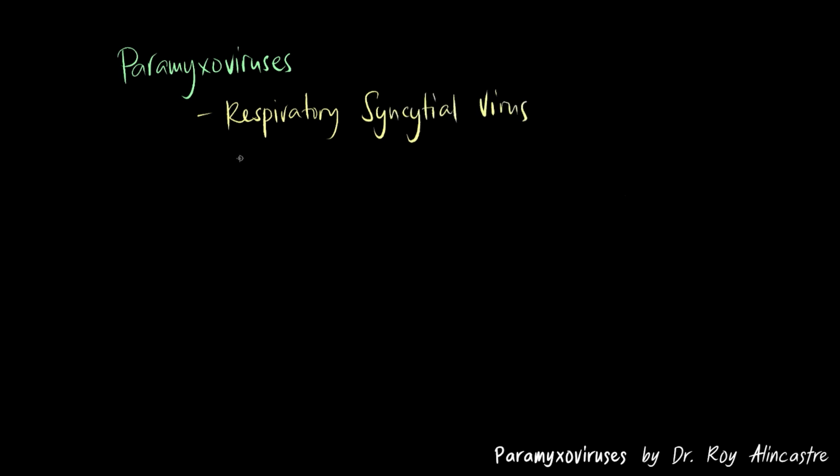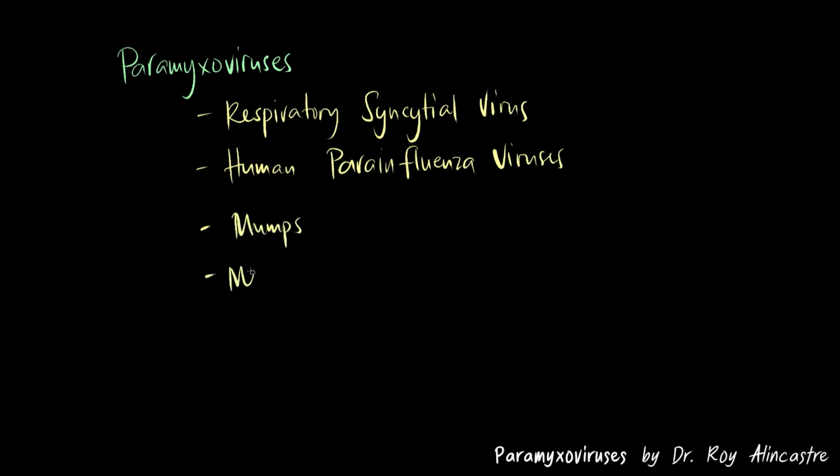For the paramyxoviruses, we will be talking about the most important agents of respiratory infections of infants and young children, which are the respiratory syncytial virus and the human parainfluenza viruses, and two of the most common contagious diseases of childhood, mumps and measles. So, if you're going to have patients later within this age group who present with respiratory infections, then you should know that paramyxoviruses are major pathogens.